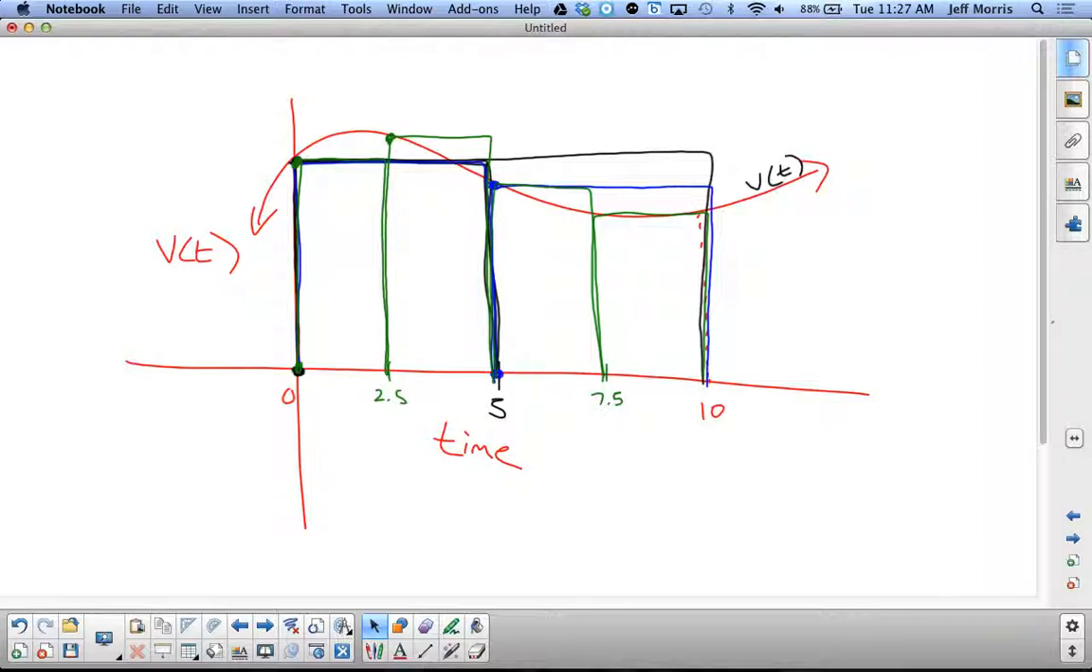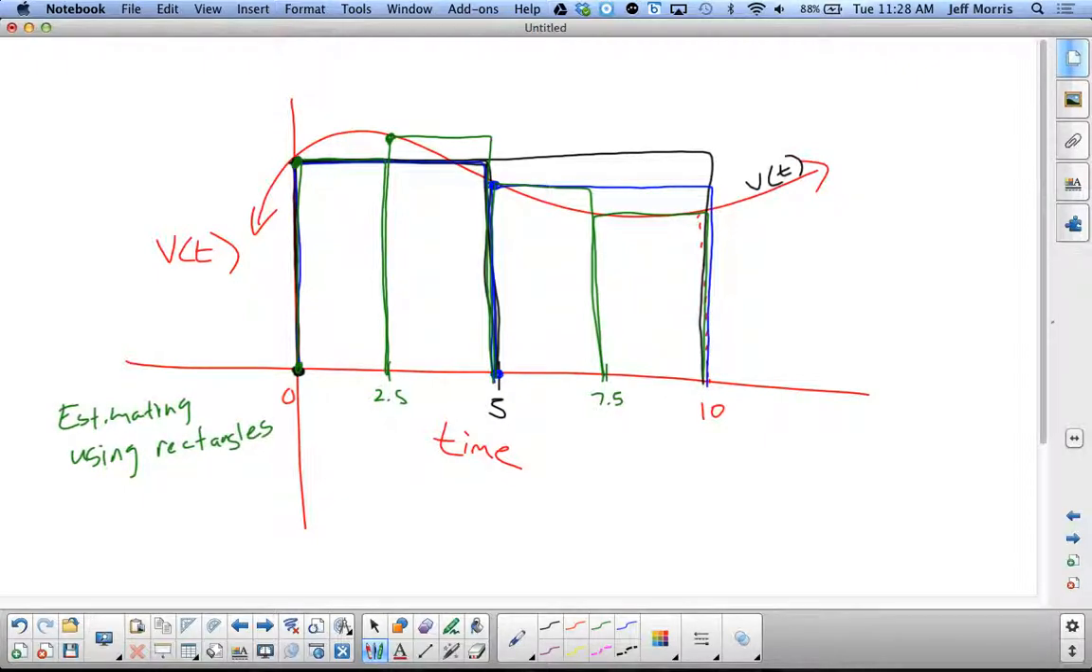This is called estimating with finite sums because you're finding areas of multiple rectangles and then you just add them up. Finite sums. Why do we call it finite? Because we're going to know the number of rectangles. Sums because we're just going to add up the area of all those rectangles. When we estimate using rectangles, it has a special name. You ready? Estimating using rectangles is called Riemann sums.